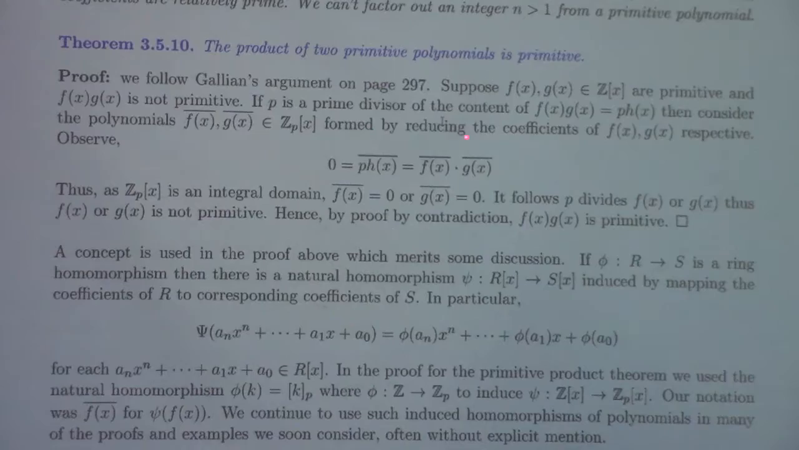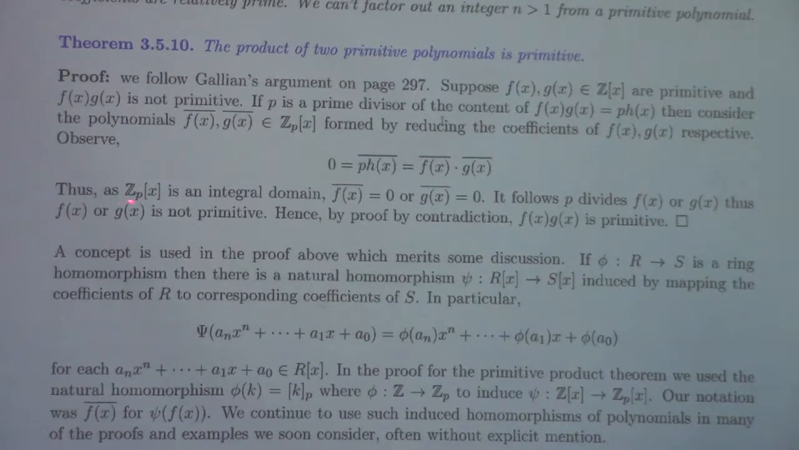Again, this means to reduce the coefficients modulo p. So if we take 0 as equal to the reduction of this product, why? Because it's a multiple of p, and any multiple of p is 0 mod p. So we have f of x and g of x. The reduced ones are what? These are non-zero things, and yet their product is 0.